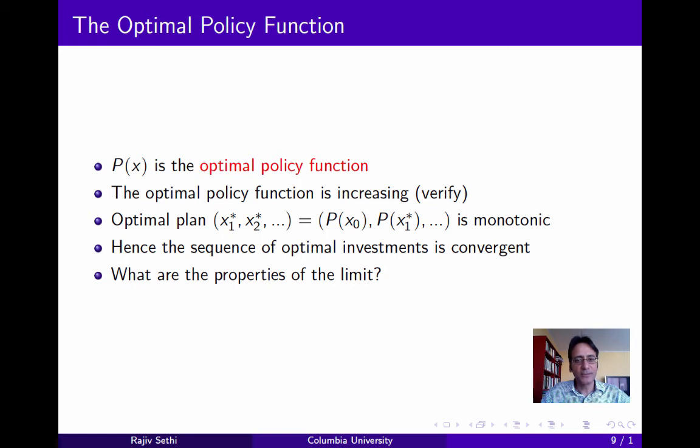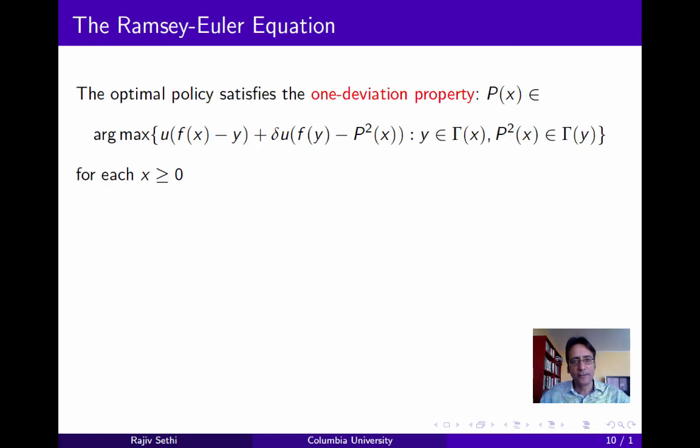And let's think about the properties of the limit of this sequence. Now the optimal policy function must satisfy something called a one deviation property. Now what does this state? Suppose you have some optimal policy function p, and you're thinking about deviating from an optimal plan for 2 successive periods and then returning to the original optimal plan.